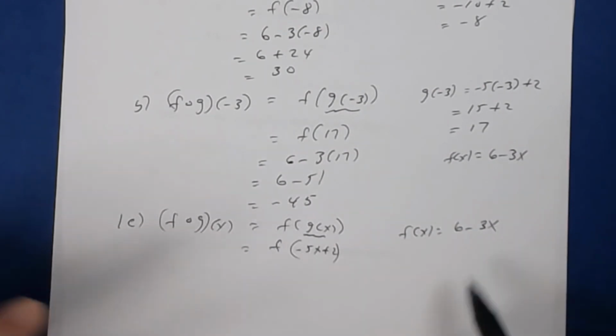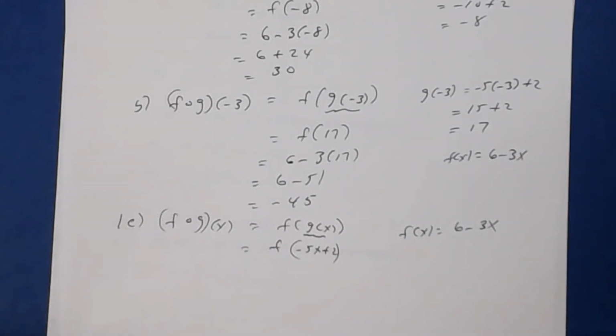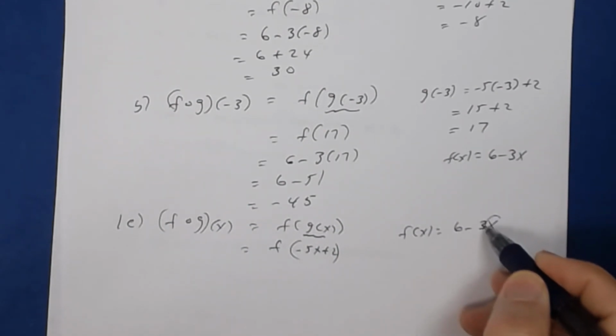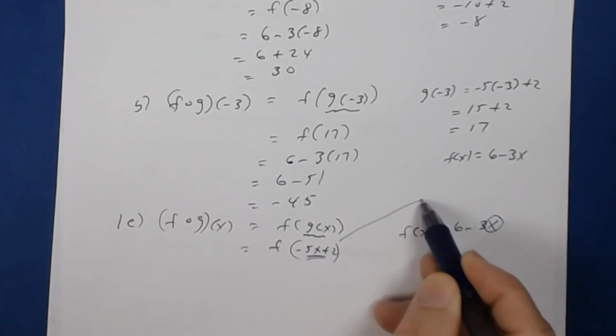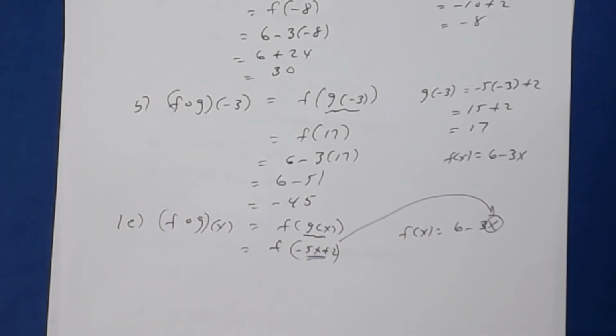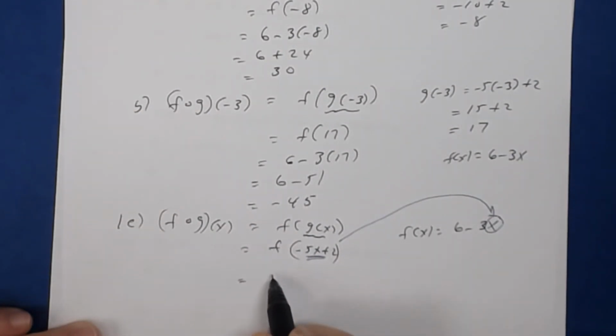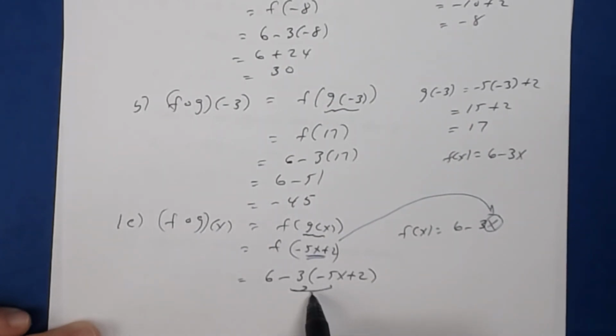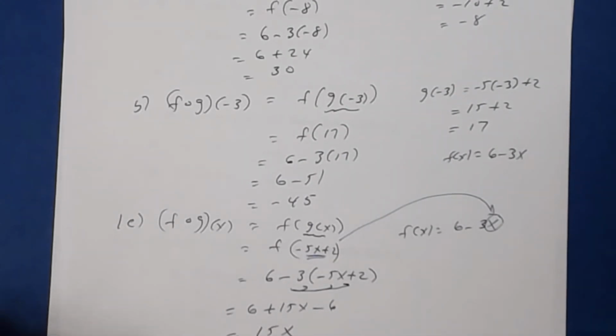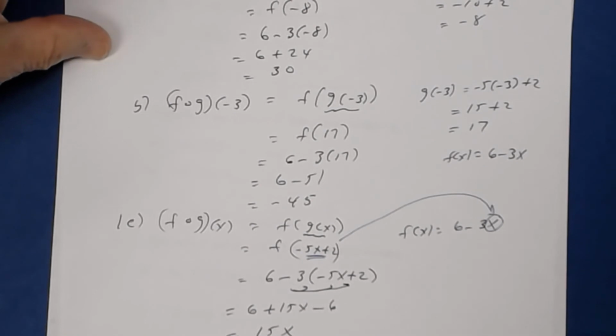That means I go to my function f, and it may help if you circle your variables. So on this side, that's the only place I see the variable. And in place of that, I'm going to substitute this binomial. Okay? And so this becomes now 6 minus 3 times, in parentheses, negative 5x plus 2. And then get rid of the parentheses. I get 6 plus 15x minus 6. And then 6 minus 6 is 0, so all you're left with is 15x. All right, so that's 15x. So 1C, the answer is 15x.